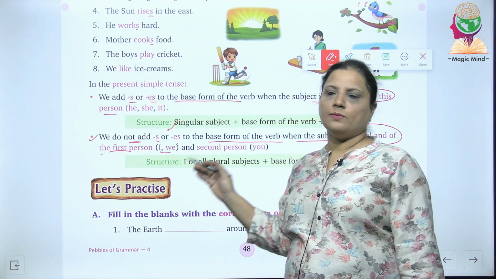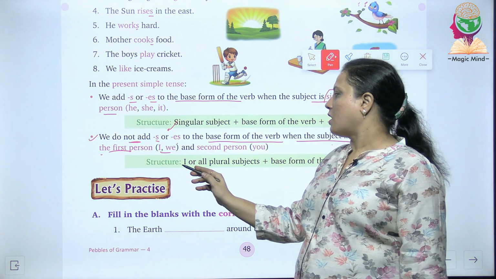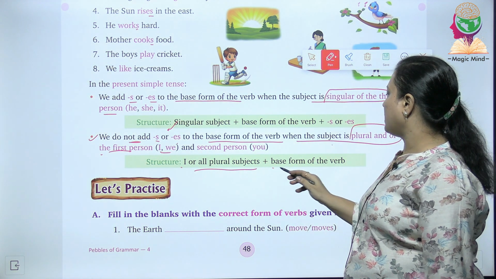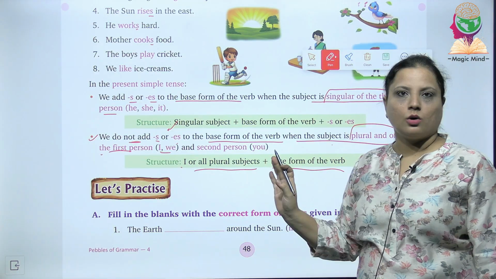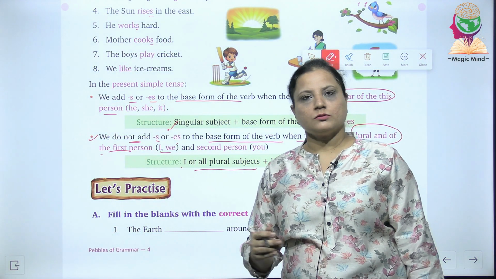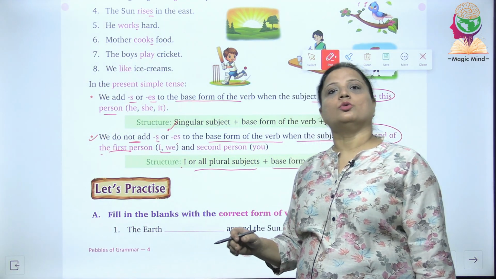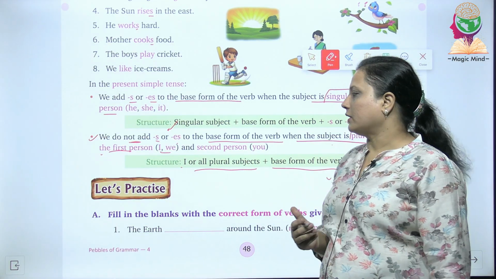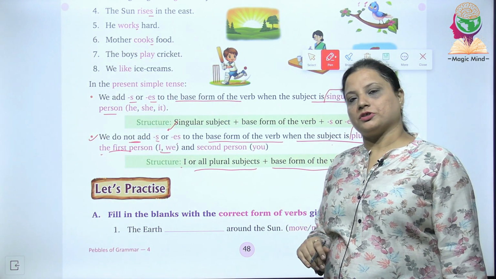What will be the structure? The structure will be as follows: I or all plural subjects along with the base form of verb, that is all. No S or ES is added over there. So I hope I have made clear to you how we use the verb in present simple tense. Let's now do the practice questions.